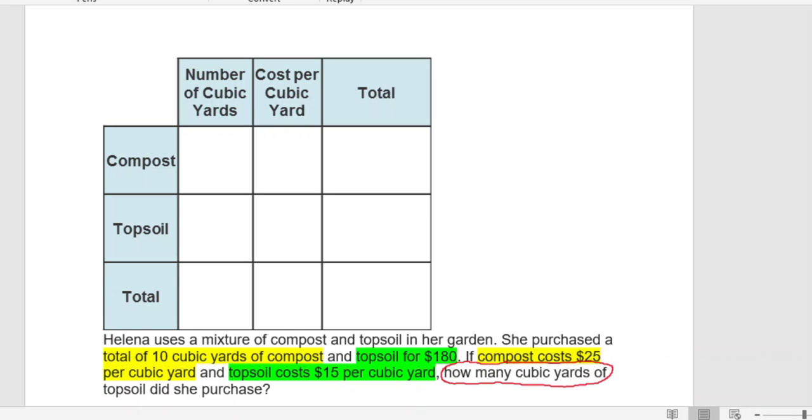So in this problem, we have a mixture of compost and topsoil. If we look at the question, how many cubic yards did she purchase? That lets us know that the number of cubic yards is unknown. So we can use X for compost and Y for topsoil. You have to look very carefully at this sentence right here.